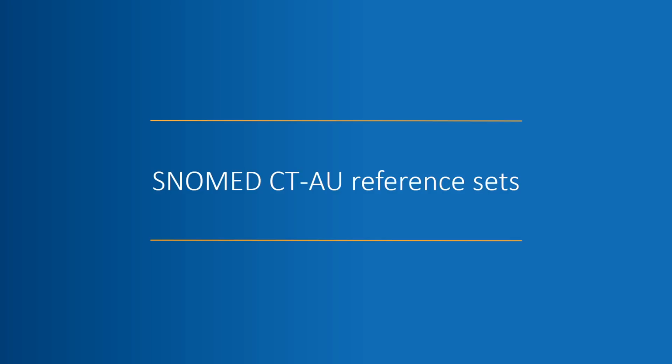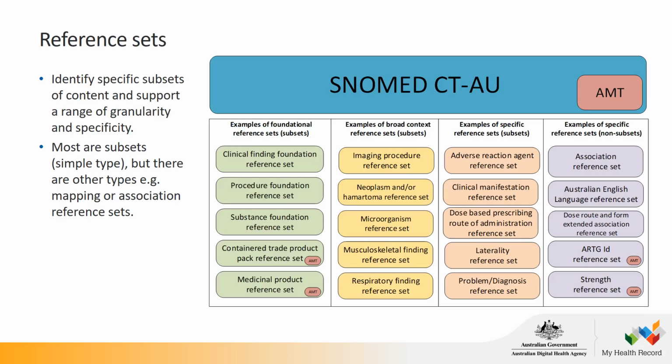Let's talk a little bit about reference sets, because you will often hear this term when people talk about SNOMED CT-AU. Reference sets are extensions to the terminology for a specific purpose. They identify subsets of content and support a range of granularity and specificity. The most common reference sets are subsets, where we create small bite-sized chunks of the terminology to help with implementation. However, there are other types of reference sets, such as mapping or association reference sets, where information can be added to the terminology that is not part of the modeling.